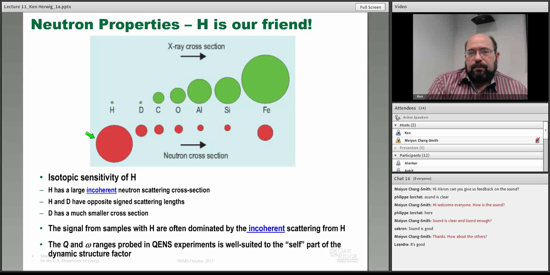The self-dynamic structure factor is, of course, what we're interested in with QENS, and that is incoherent. We do get that information from an incoherent scattering process.